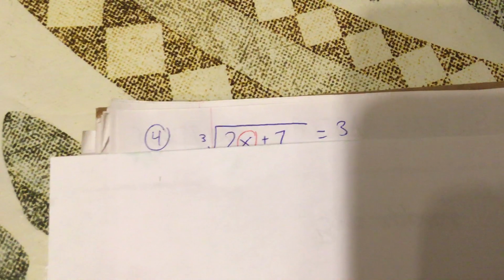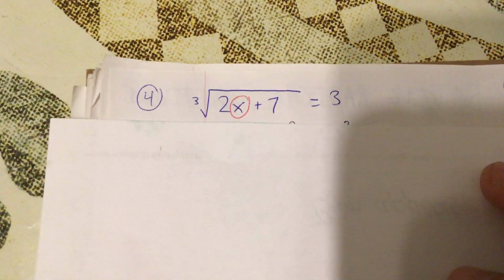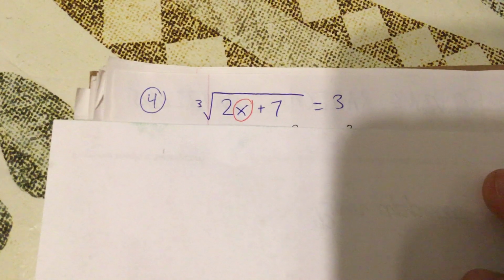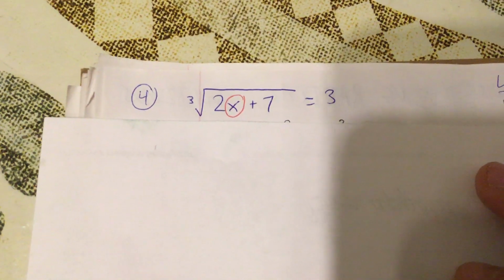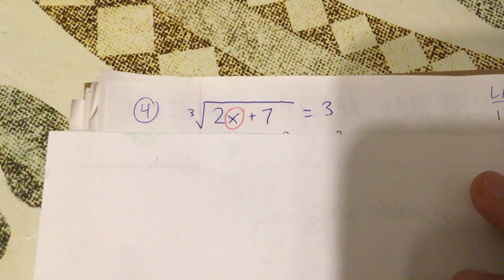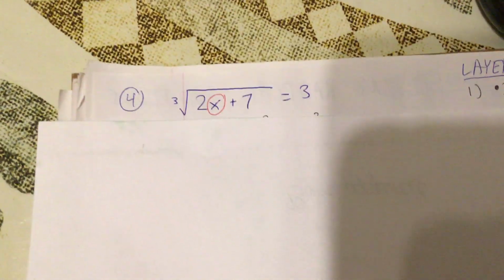All right, see if you can do this problem on your own. Problem number 4. The cube root of 2x plus 7 is equal to 3, where the 2x plus 7 is in the radical. And again, it's a cube root. See if you can do this problem independently. Use the pause button if you need more time, if you want to do this independently.